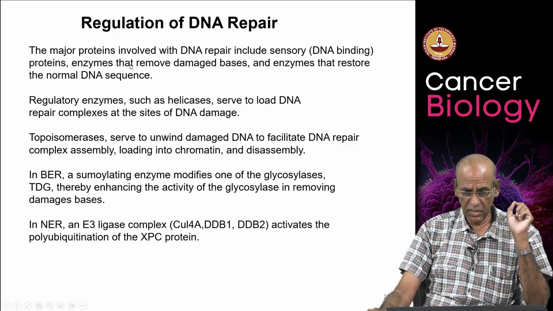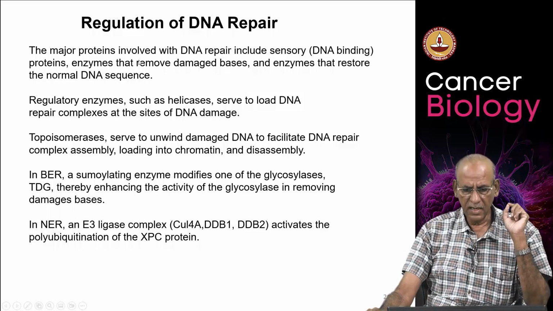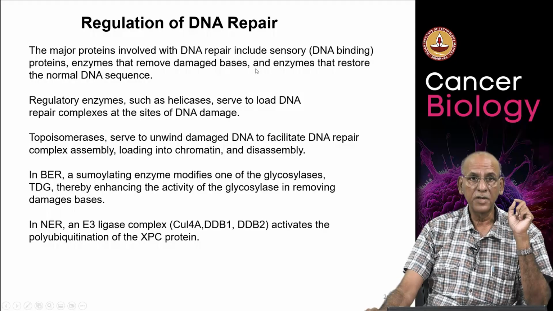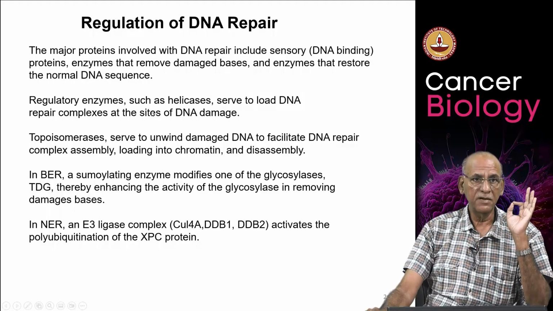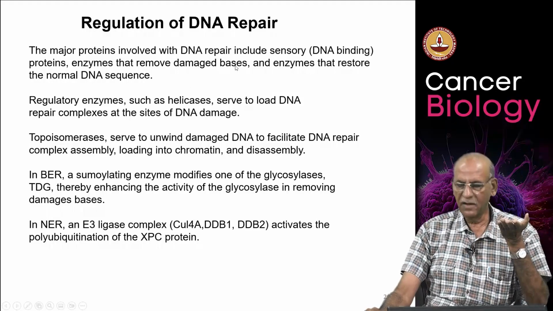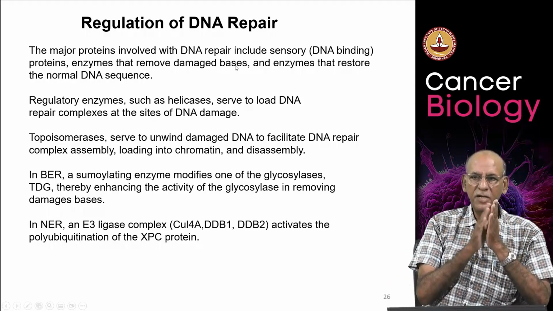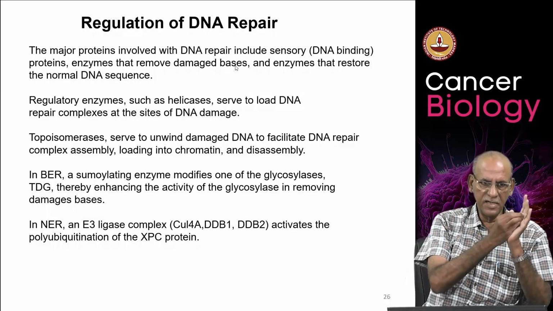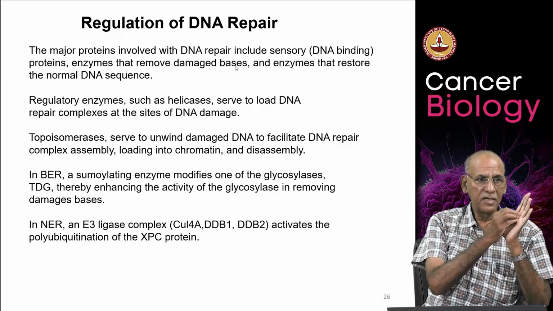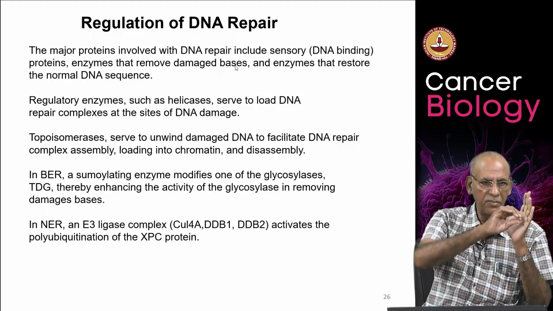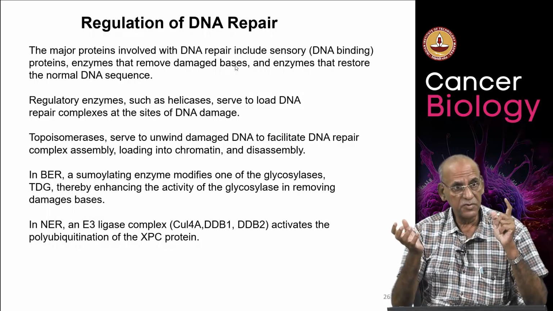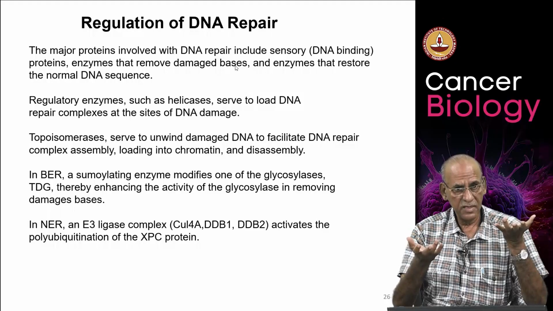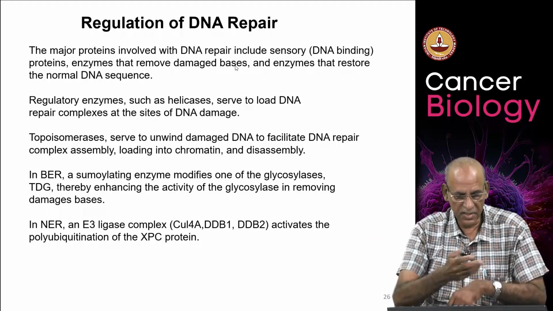DNA repair processes involve several other proteins also. One such group is the so called sensory proteins, that is DNA binding proteins, enzymes that remove the damaged bases and enzymes that restore the normal sequence. This is basically what I have already told you. That is, you need three things: proteins that bind the DNA, proteins or enzymes that will remove the damaged portion, exonuclease, all those activities, and then enzymes that restore the normal sequence. What are those enzymes? Polymerase and ligase. So, that is what is shown here.